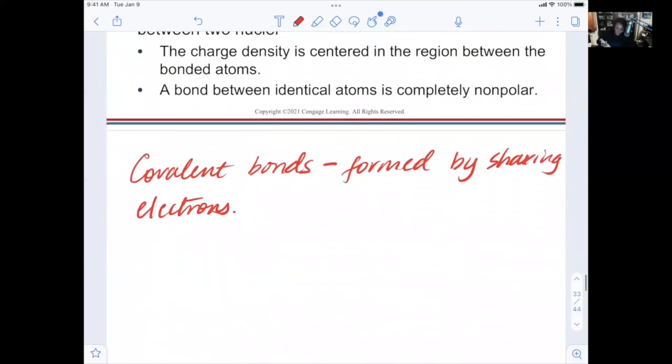So let me start with non-polar covalent bonds. So here's the thing I want to say about terminology in chemistry. Terminology is key. Oh my goodness, I can't state this enough.